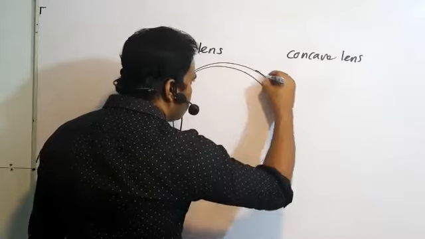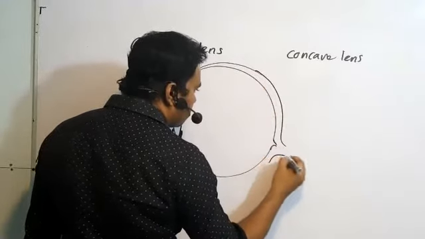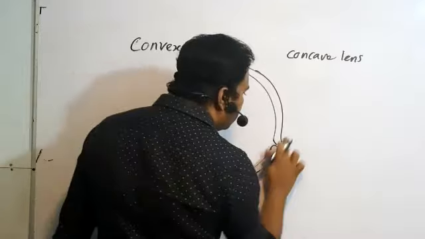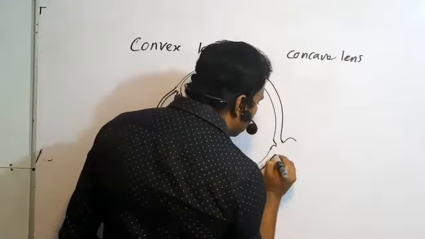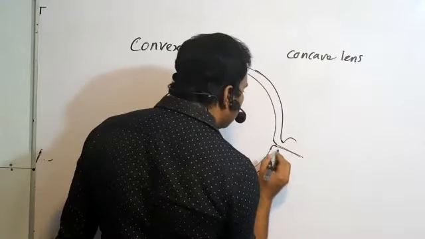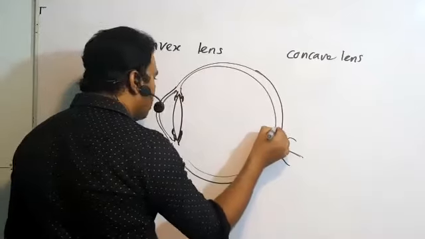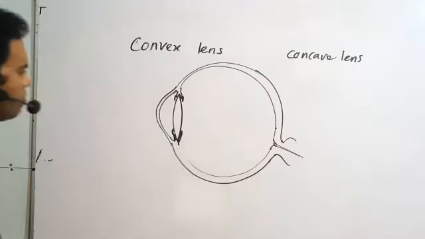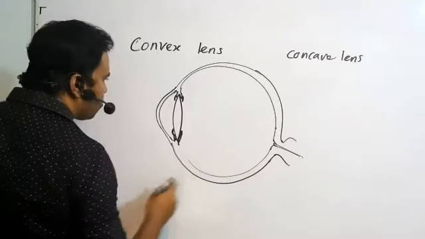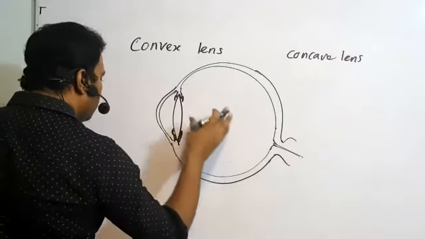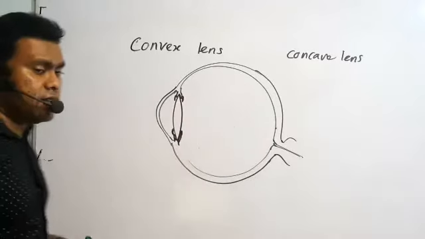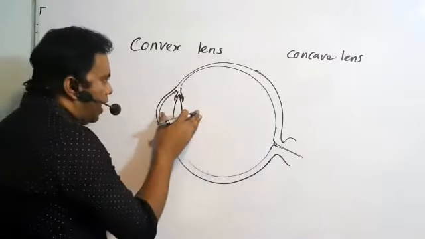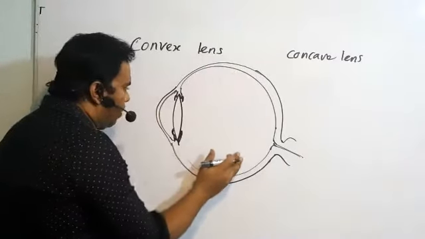This is the outer layer of the eye. No need to draw all these things. Okay, so this is the optic nerve, blind spot, yellow spot, or fovea. So this is the typical structure of the eye. But in this lesson, we draw only the eye lens and this eyeball.